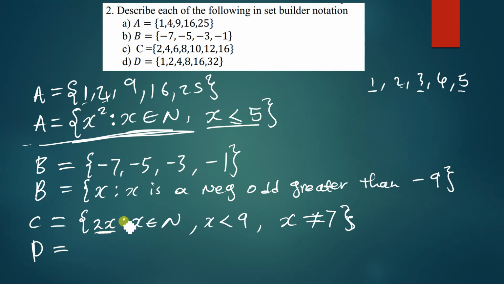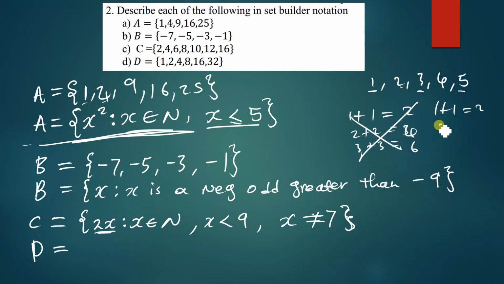Set D is found by adding numbers consecutively. Supposed to be 1 plus 1, 2; 2 plus 2, 4; and then 4 plus 4, 8; and then 8 plus 8, 16; 16 plus 16, you get 32.